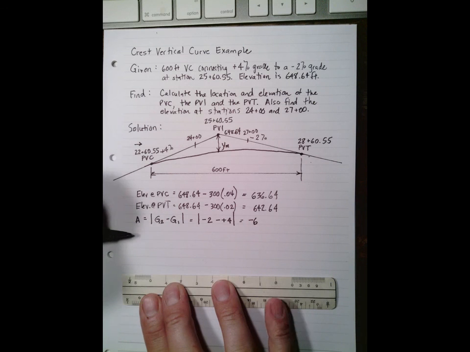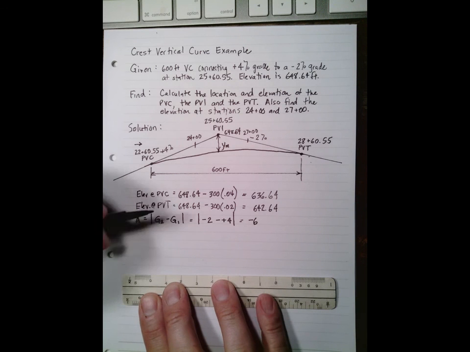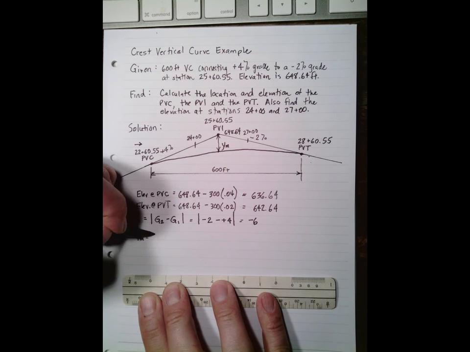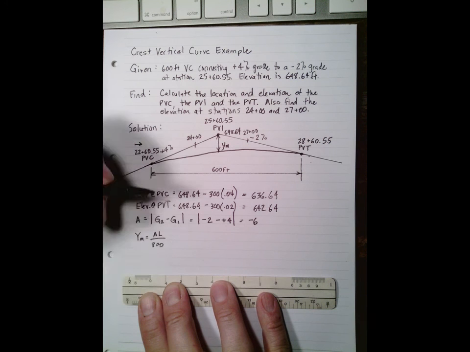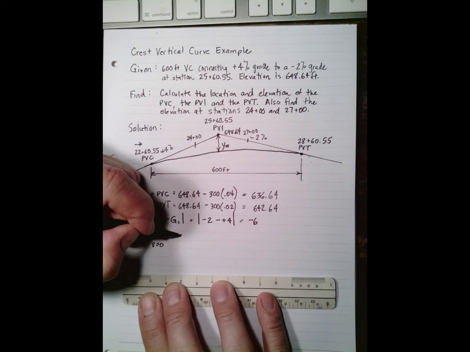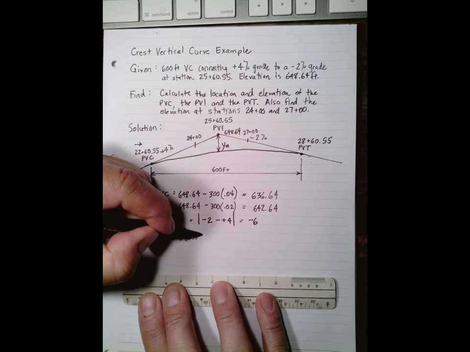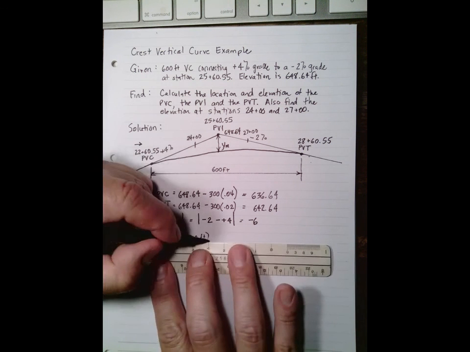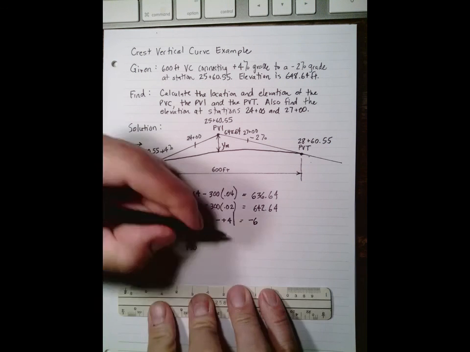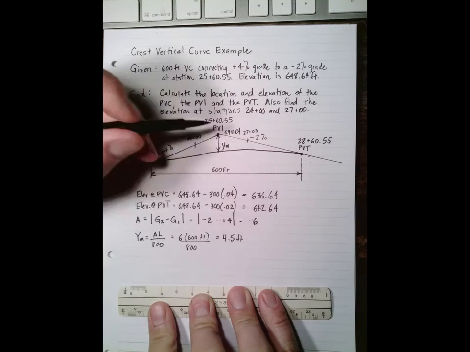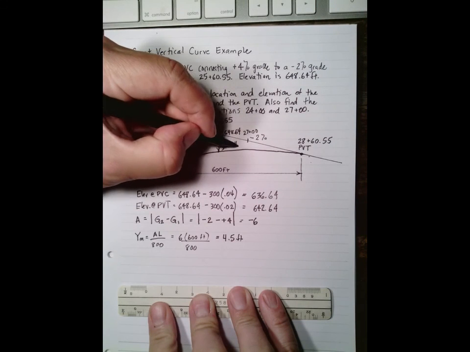Okay, so next we're going to calculate the elevation of the curve in the middle. And you might recall we called this y sub m, and we have a formula for that: AL over 800. So in this case, A is 6, L is 600 feet, divided by 800. So that is 4.5 feet. So that's this distance here.